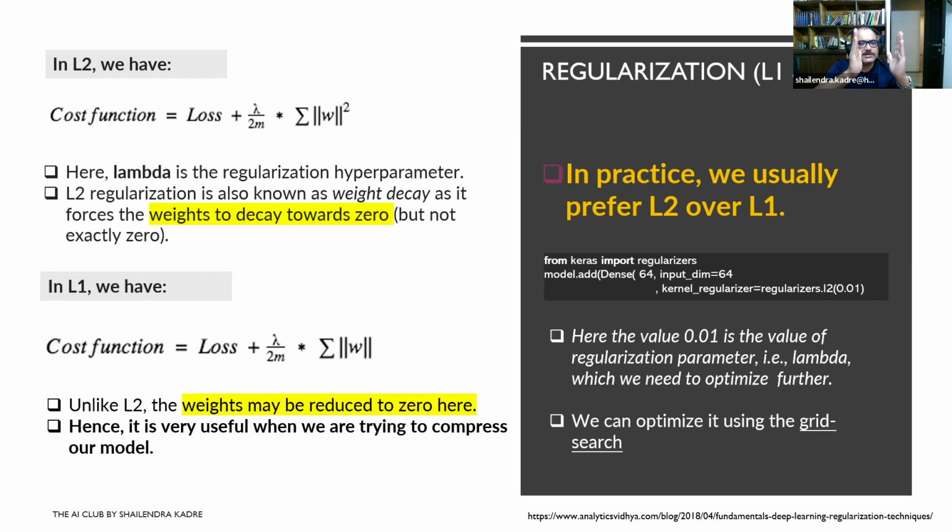First let us discuss L2. L2 reduces the weights towards zero. Suppose weight values are large, in thousands. The value of some of the weights will become near to zero. It will not become exactly zero, maybe 0.001, but it will not be zero in the case of L2. But in the case of L1, what will happen? Some of the weights will reduce to exactly zero.